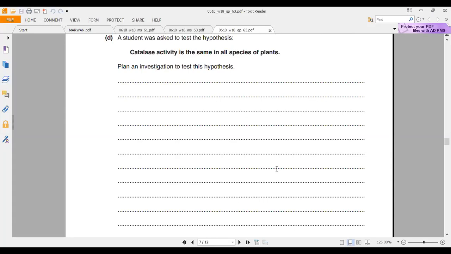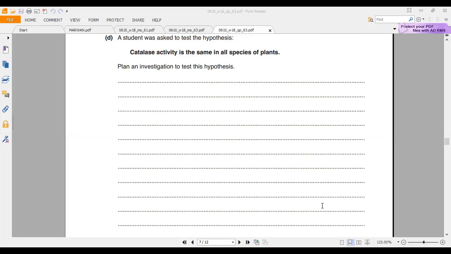And lastly, we have the controlled variable. Controlled variables are all of the other variables, okay, that should be kept constant throughout the experiment. So we have 3 variables. Number 1, independent. Number 2, dependent.